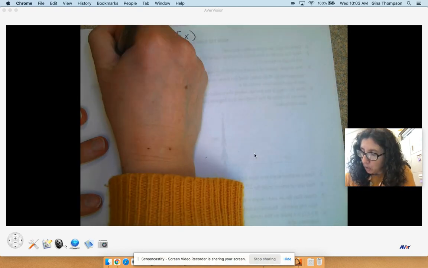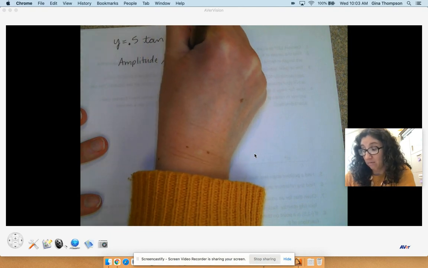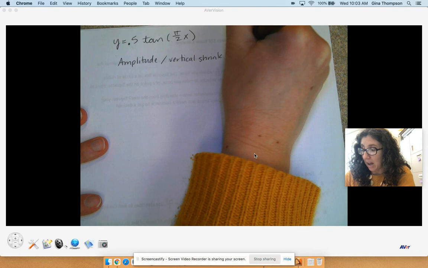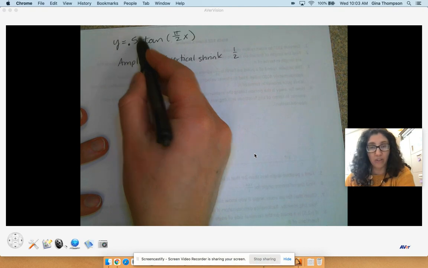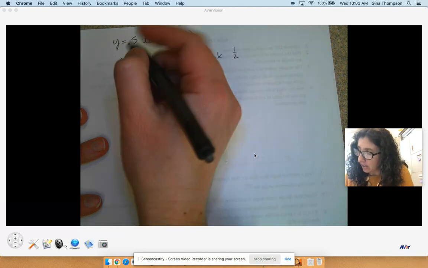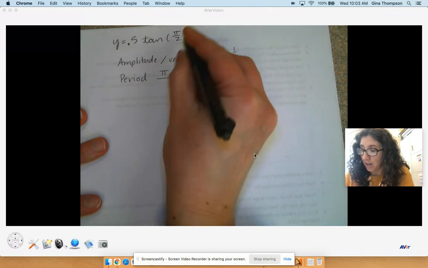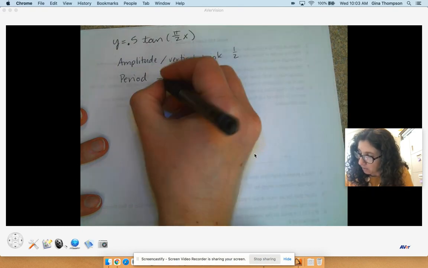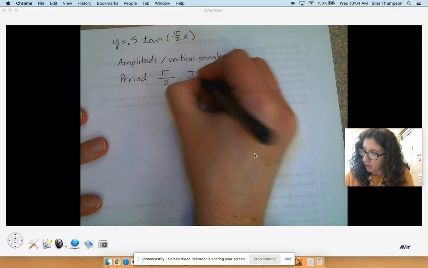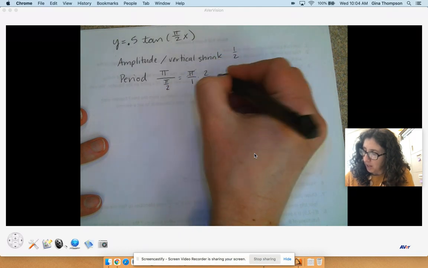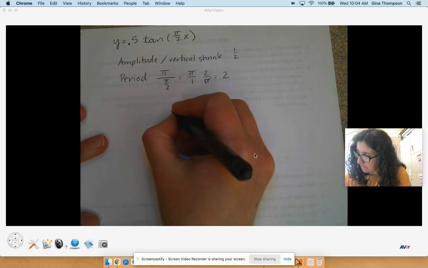So let's see our amplitude. In this case, we could call it a vertical stretch or vertical shrink, it is 1/2, or 0.5, whichever way you want to say it. It's that coefficient out front. And now it looks like our period is a little bit different. So our period is going to, remember, be pi divided by this coefficient here, by pi halves. So we could say this is pi over 1 times 2 over pi. Those cancel, and the period is 2. Okay, so let's put this together.